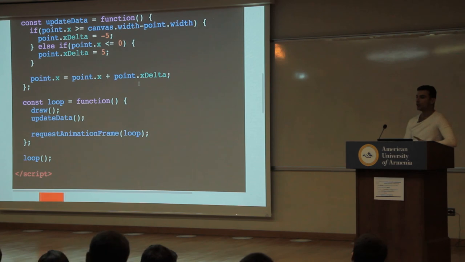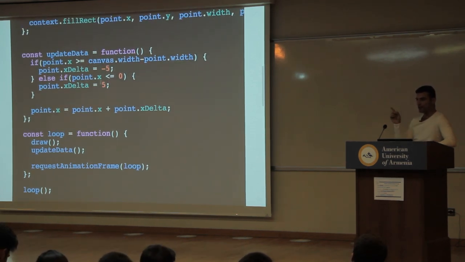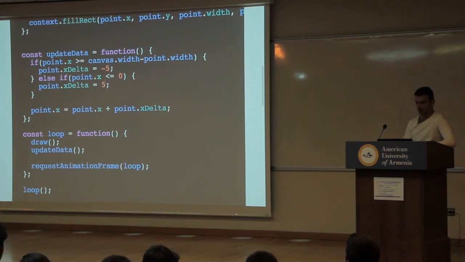Interesting. Look what he's saying. He's saying, why don't we, when it goes right, when it goes this way, have it go fast, but when it goes back, let it go slow. So let's have it minus 1.